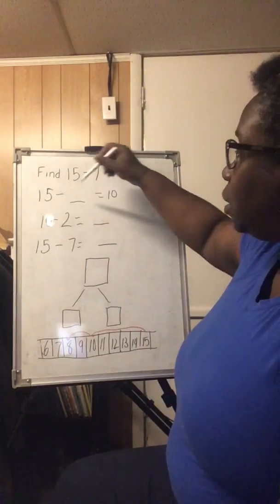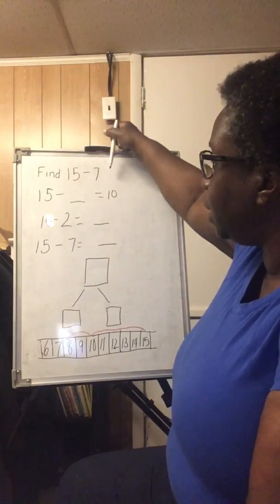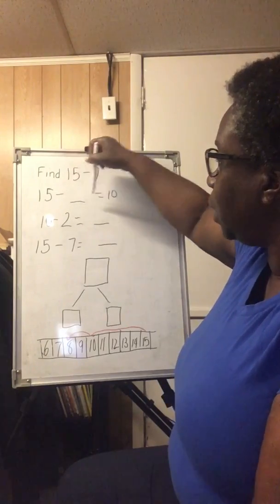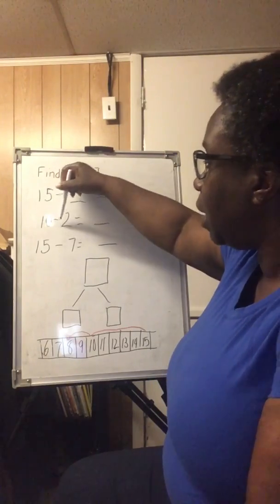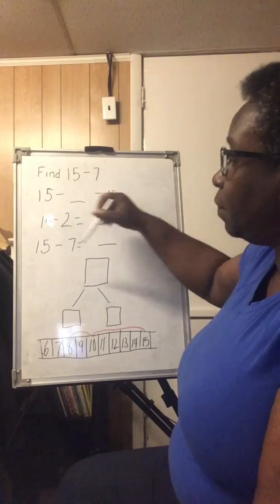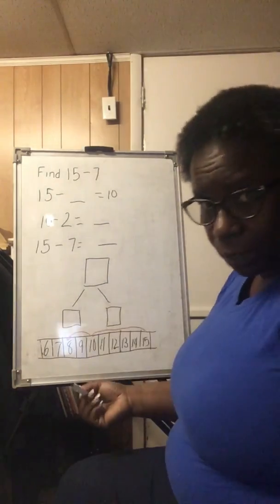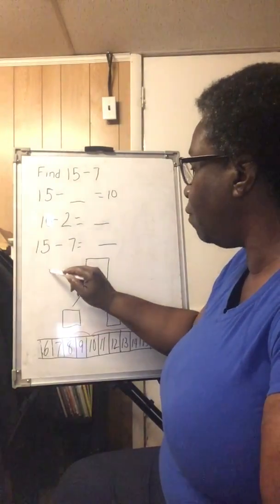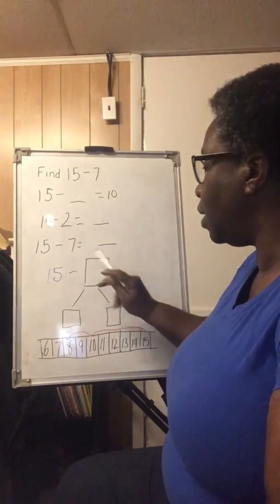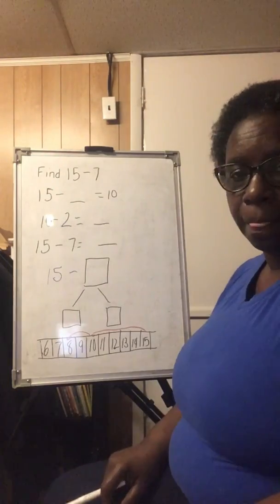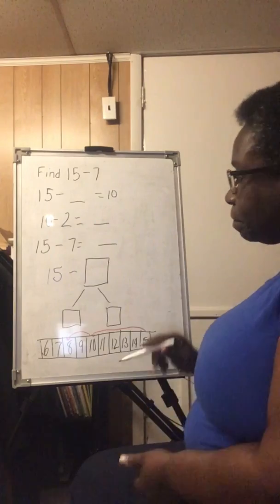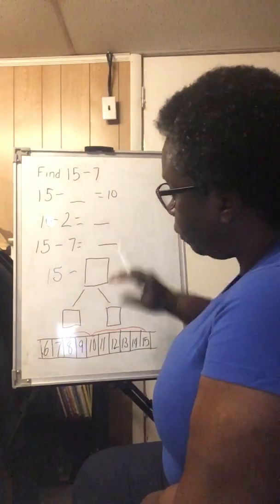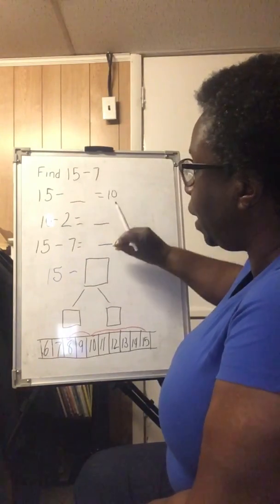Okay? So what you have is 15 minus 7. So we're looking for 15 minus what to give us 10. 10 minus 2 gives us what? 15 minus 7 gives us what? And right here they had 15 minus blank. So what we need to do is fill in our number bond and find our answers.